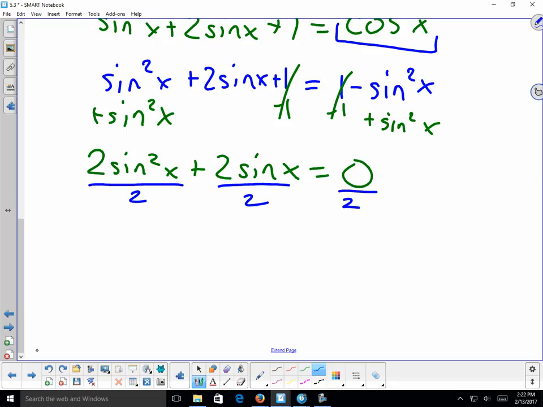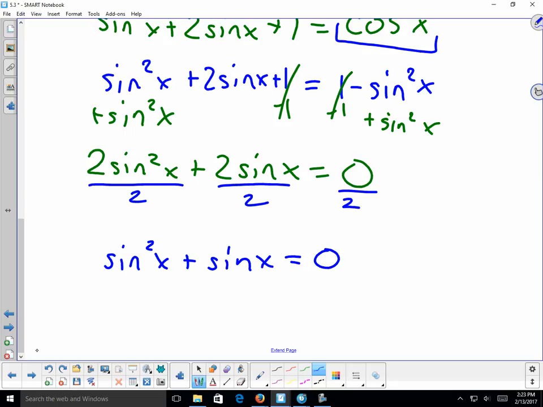It's okay to divide both sides of an equation by a number. It's when you divide both sides by a variable expression, like dividing everything by x plus 2, or dividing everything by sine x, that you end up losing solutions. So dividing everything by 2 is fine. So we've got sine squared x plus sine x equals 0. Now what? Now you do this.